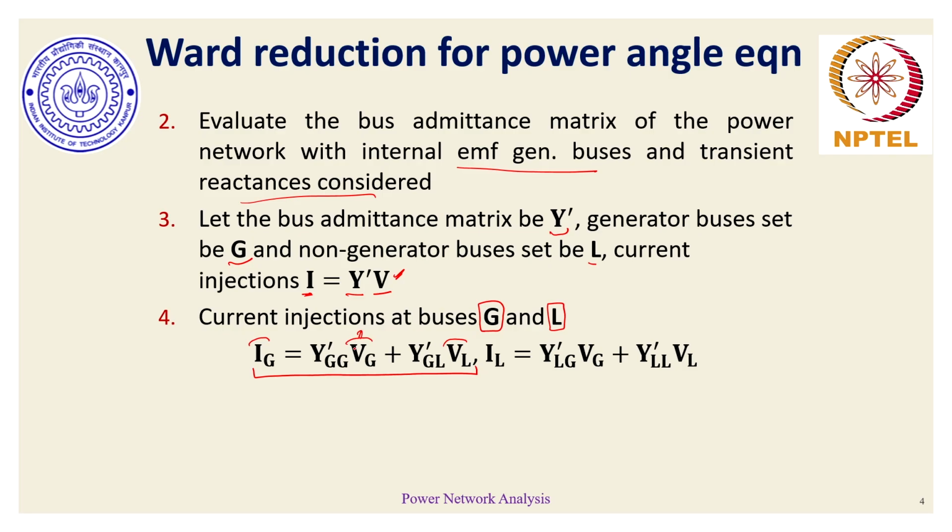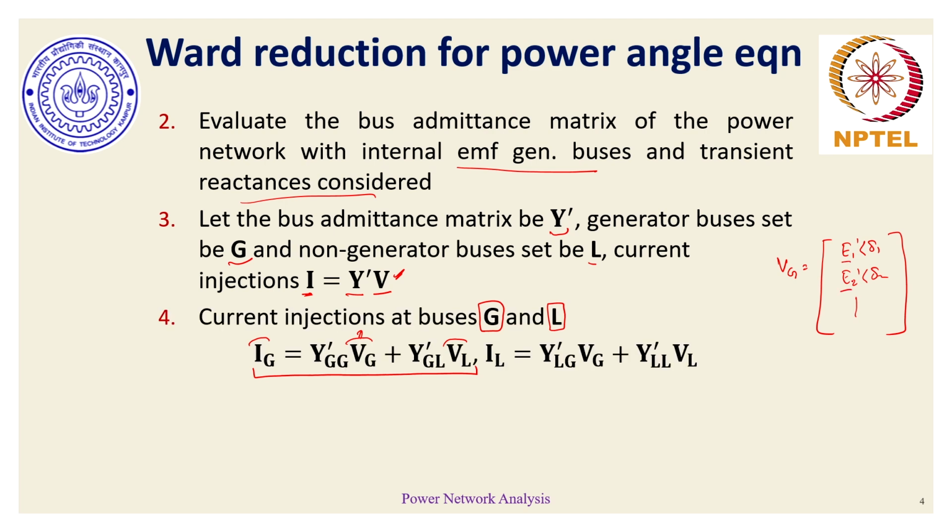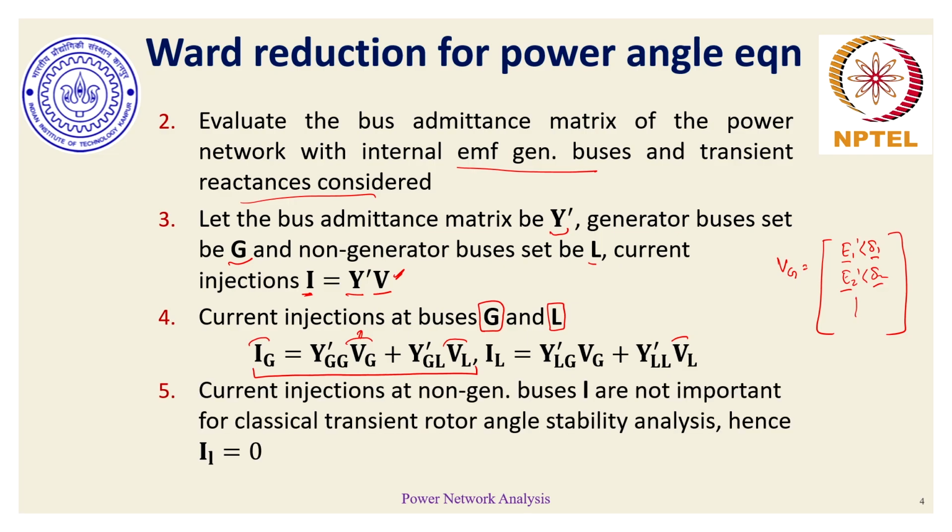Now, what would be Vg? Vg is essentially a vector of all generator internal EMFs. So let's say E1' angle delta 1, E2' angle delta 2, and so on, where the magnitudes are fixed, they are constant, but delta 1 and delta 2 can have variations. And similarly, VL is the vector of voltages at all load buses. Since we are ignoring the dynamics at load buses, load currents are not so important, or current injections at non-generator buses are not important for classical transient rotor angle stability analysis. The dynamics are all ignored. So we can assume that these currents are actually zero.